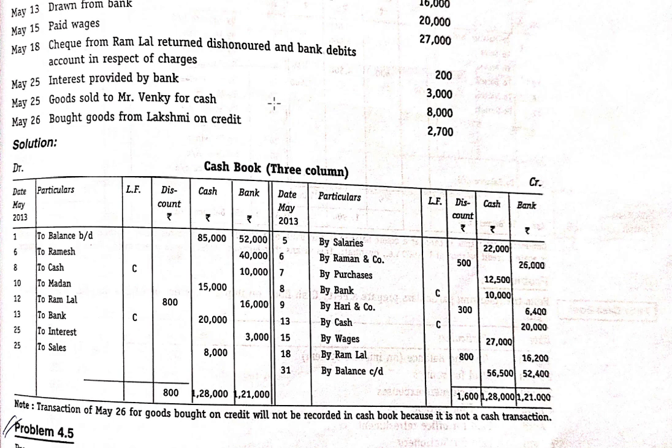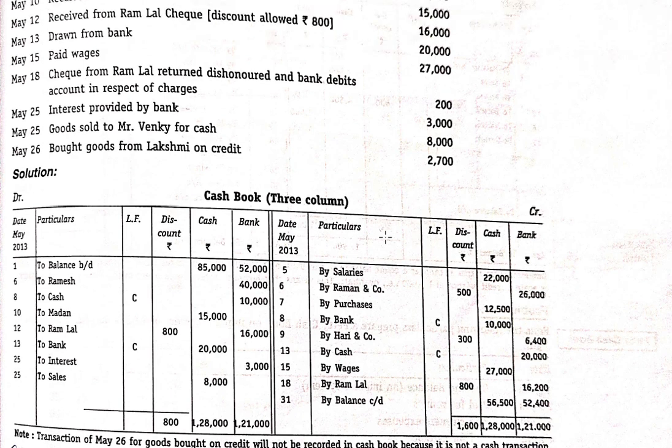Understood? Where will this entry go? This entry will go somewhere, because it is check from Ramlal returned and again it is what? 200. So what do I have to do? We have to link with the previous entry. Where is the entry? May 18, check return. So what do I have to do here? See, by Ramlal, what was the discount given previously? 800. We had done that.